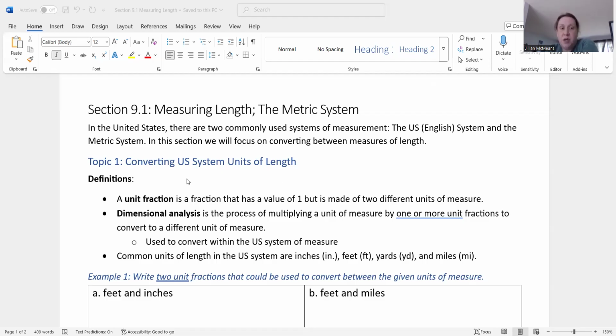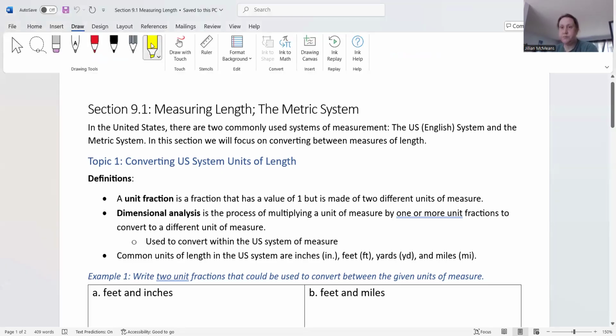All right, so topic 1, converting US system units of length. Okay, so we're looking very much at the US system, which is inches, feet, yards, and miles. Okay. Now I love to start with a definition. So we definitely have a few definitions here to look at. So when we convert within the US system, we're ultimately doing something called dimensional analysis. I have to explain it kind of more from a math perspective, but if you see this in like a science class, it's exactly the same thing. I'm just doing it a little bit more mathy because we're in a math class, okay?